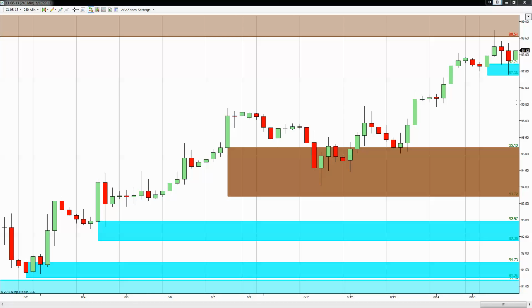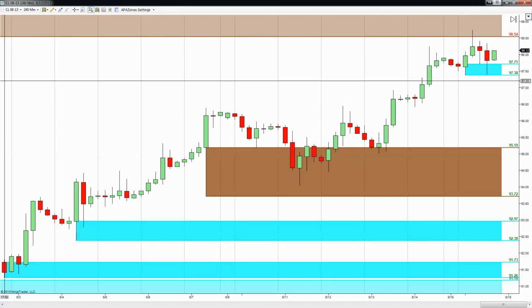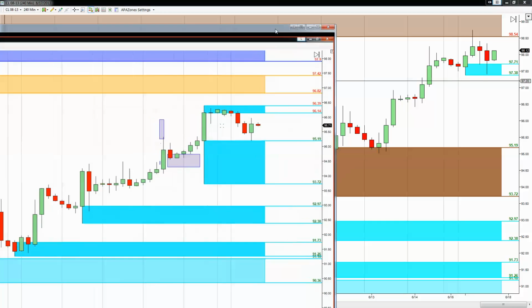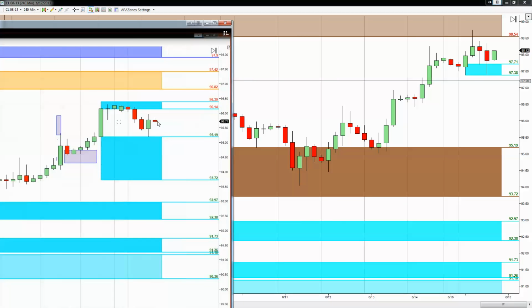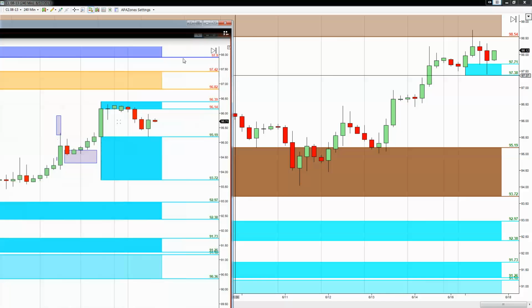Well, sure enough, prices did go higher, and that aqua zone right here, we got a nice little bounce off of it, and on that candle it did go into this level a little bit more, but it came back up and started pushing through that yellow zone, and now we're in the blue zone above that, so now we're getting up there a ways.